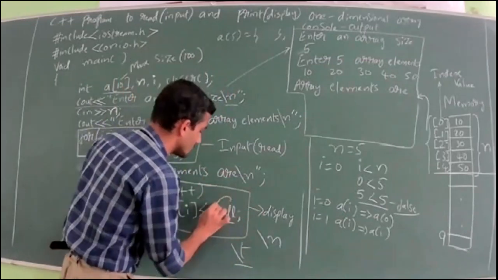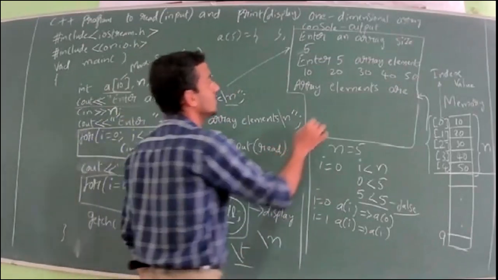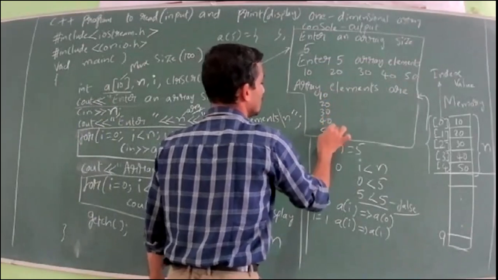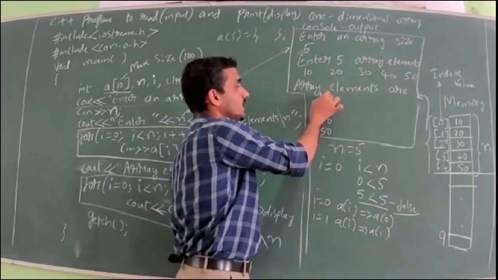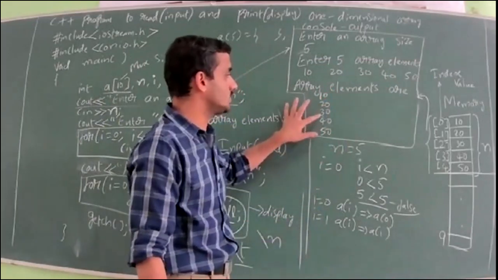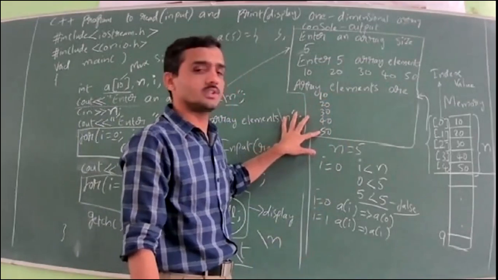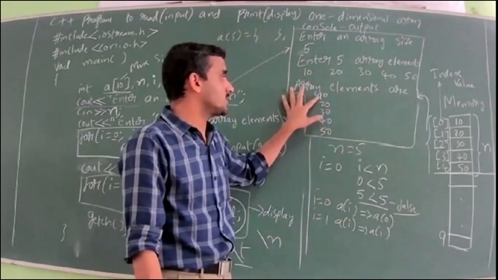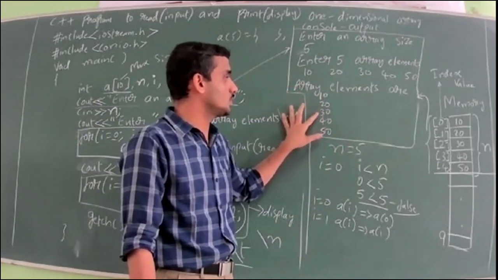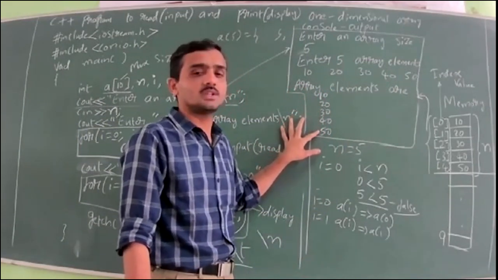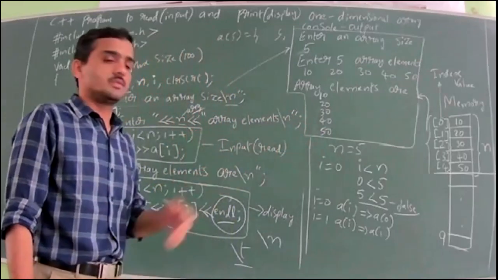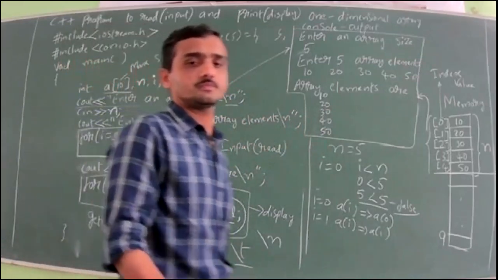Now we have used endl. Because of this endl, it will be displayed like this: 10, 20, 30, 40, 50. So 10 is the value in the first location, 20 in the second, 30 in the third, 40 in the fourth, 50 in the fifth. If I talk in terms of array, 10 is present in index 0, 20 in index 1, 30 in index 2, 40 in index 3, 50 in index 4. Okay, so you can take the screenshot. If possible, we will execute and see it now.